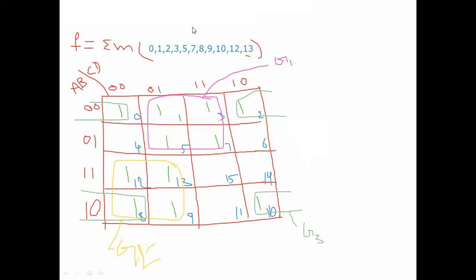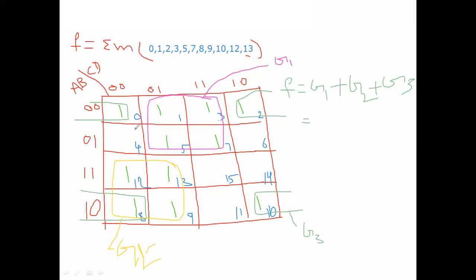Now take the simplified expression. The simplified expression is F is equal to only 3 groups: group 1 plus group 2 plus group 3. See the group 1 here. This is group 1.